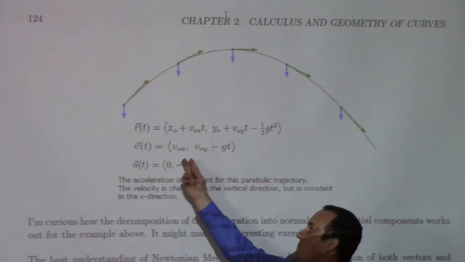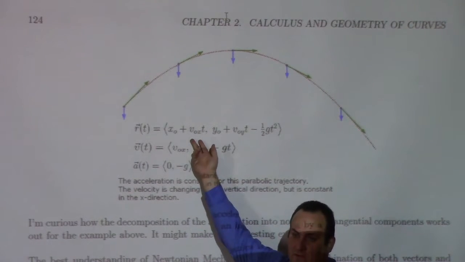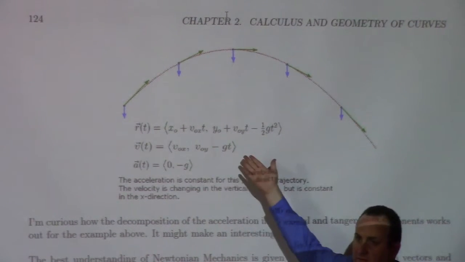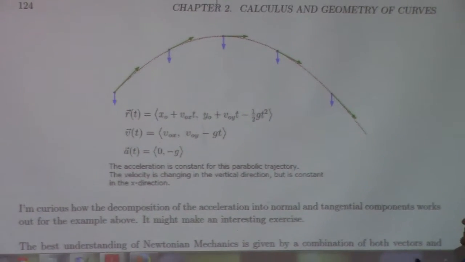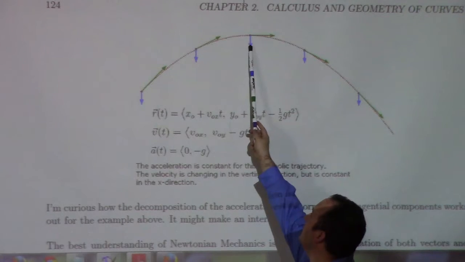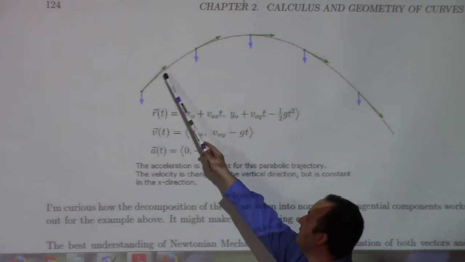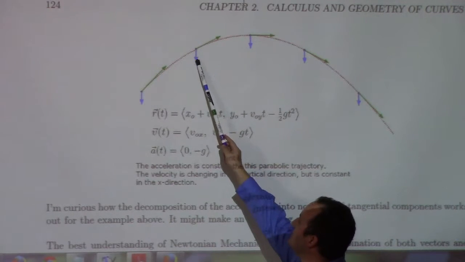If you integrate once, you get this. If you integrate twice, you get that. So this is the standard kinematic constant acceleration problem. What I've done here is graph for you in blue the acceleration vector, and the green is the velocity vector. So the acceleration is taking away from the velocity.